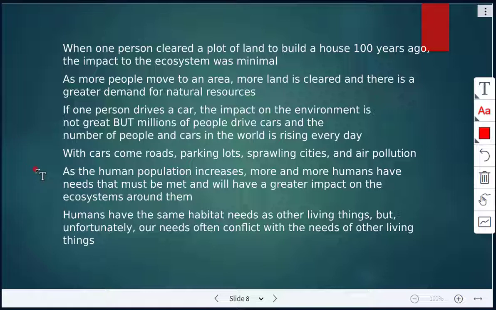So as human population increases, more and more humans are going to have needs that must be met, but they're going to have a greater impact on the ecosystems around them. So we do have the same habitat needs as other living things, but unfortunately our needs are conflicting with the needs of other living things.